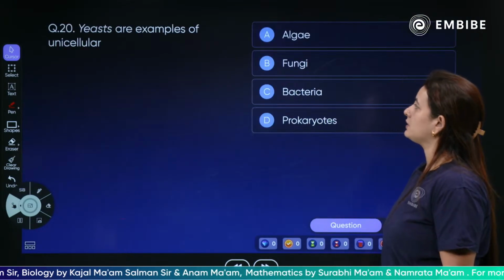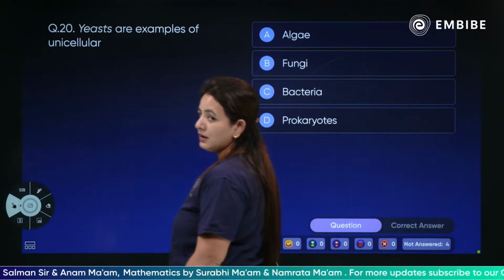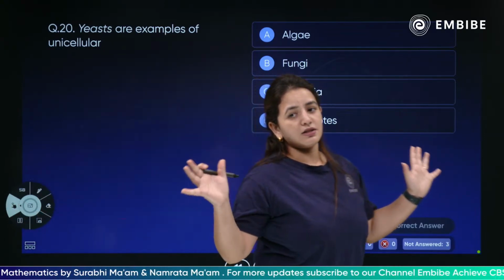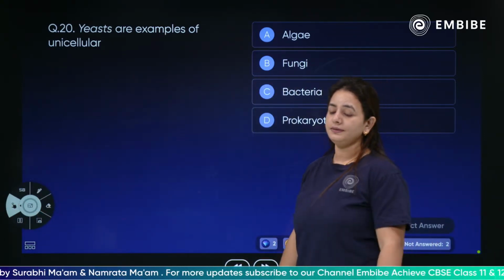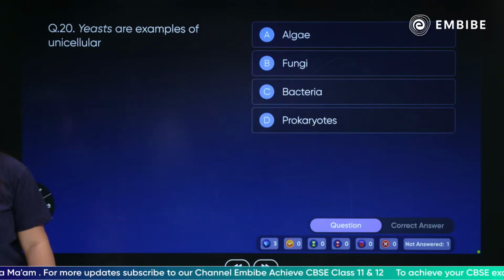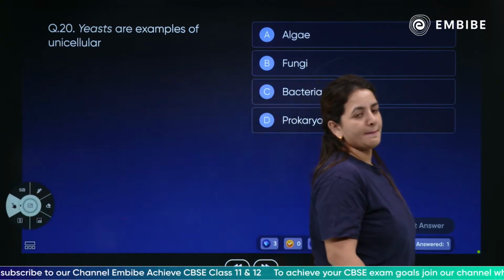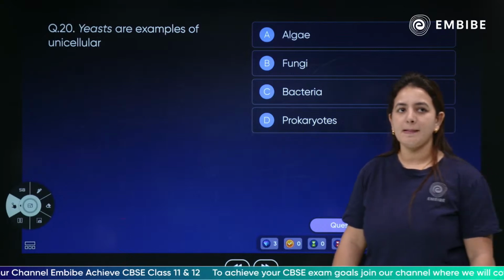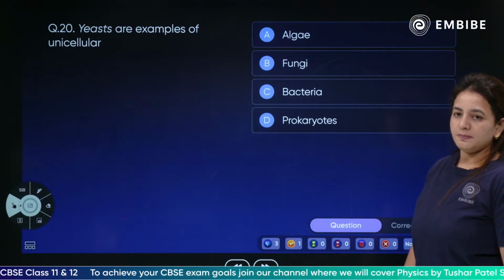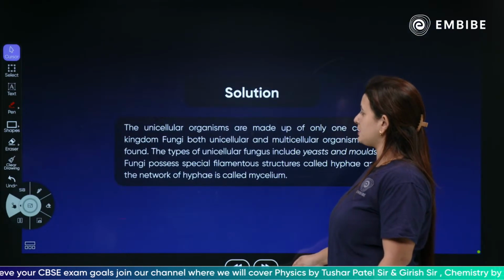Yes, the next question. The yeast are the example of unicellular. Again and again we have been discussing the yeast. The yeast are the examples of unicellular fungi. This is also absolutely easy.